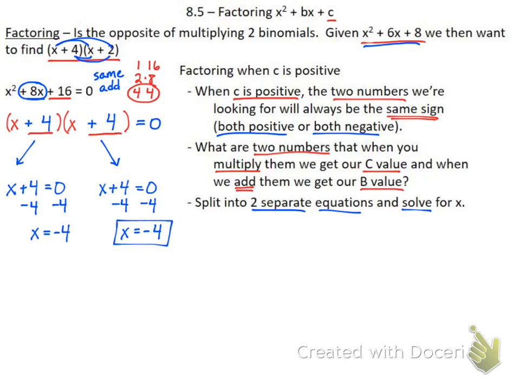This one just so happened to end up being the same number, but most of the time they will be two different numbers. So those would be my two answers: x is equal to negative 4, and x is equal to negative 4.